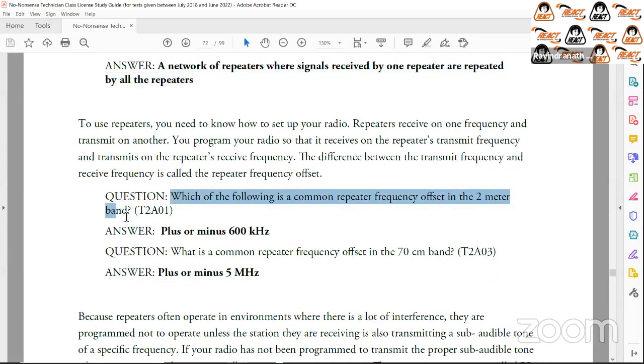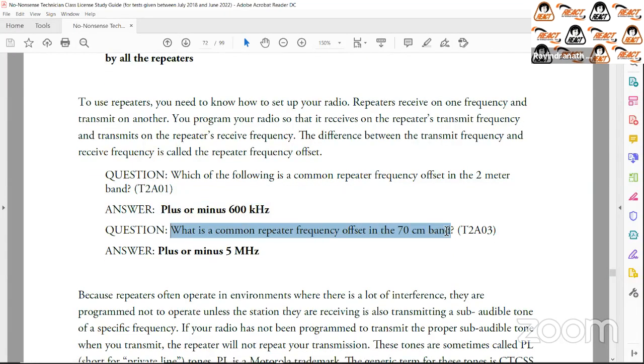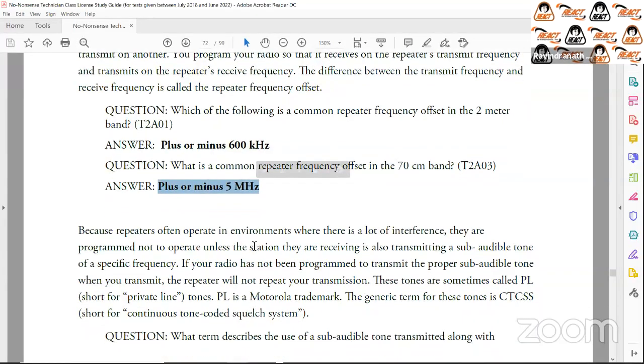Next question. Which of the following is a common repeater frequency offset in the 2 meter band? The key points in the question are offset and 2 meter band. The answer is plus or minus 600 kilohertz. Similar question: what is the common repeater frequency offset in the 70 centimeter band? Again, keywords to note: offset and 70 centimeter band. The answer is plus or minus 5 megahertz.